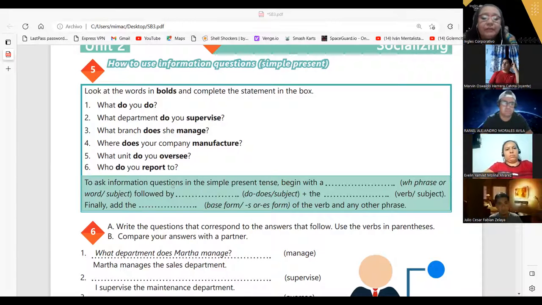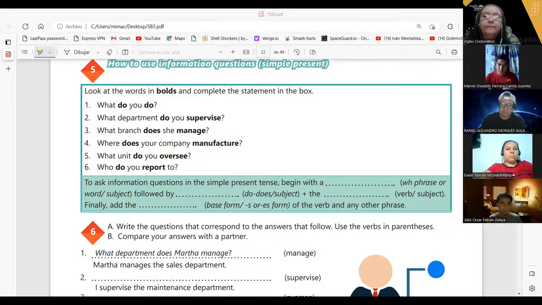Now, to ask information questions in simple present tense, begin with a WH phrase or word, subject, followed by... We are going to choose to complete, to ask information questions like these questions from 1 to 6. In the simple present tense, we begin the question with a WH phrase or word and subject. Which one do we start with? The WH phrase.